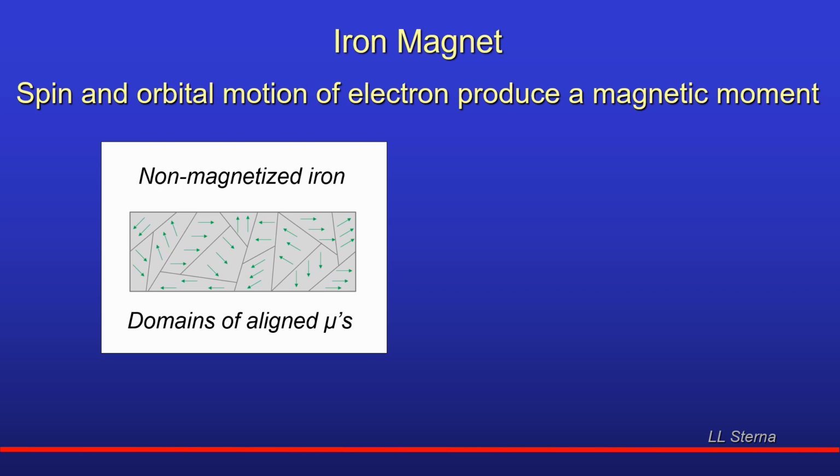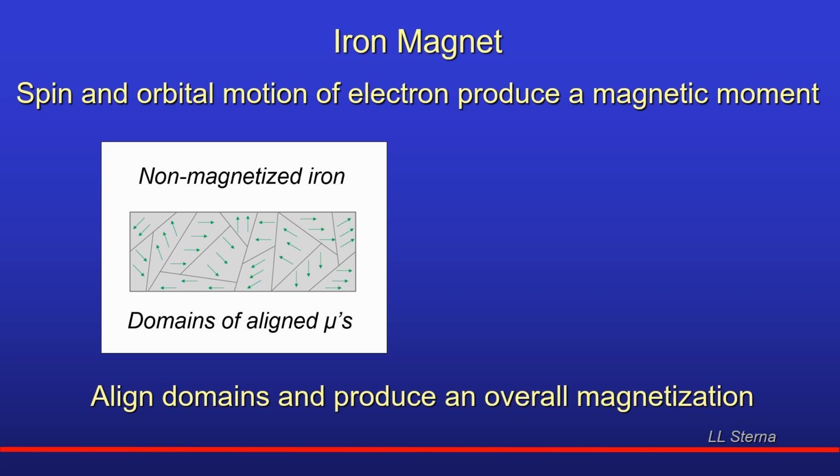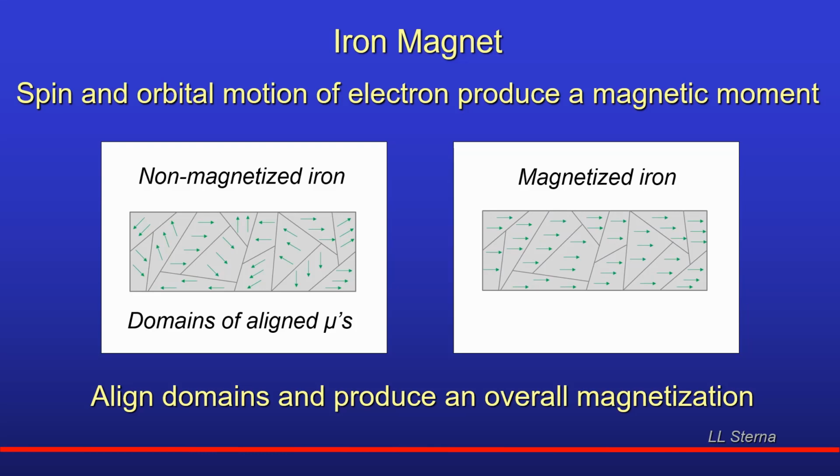However, if you slowly and repeatedly expose this piece of iron to another magnet, you can get all of those domains to line up with one another. When you have all the domains aligned in the same direction, you produce an overall magnetization, a piece of iron that is magnetized from end to end with all those electron magnetic moments pointing in the same direction. Now you have a bar magnet with a north pole and a south pole made up from all of those electron magnetic moments.